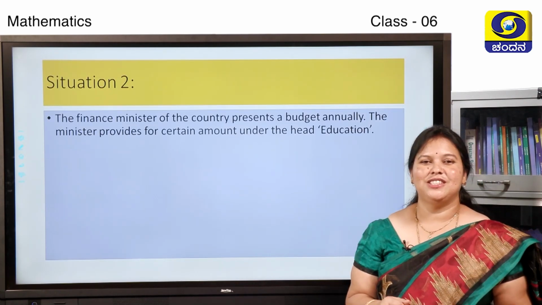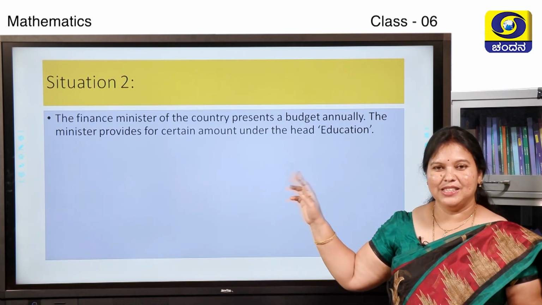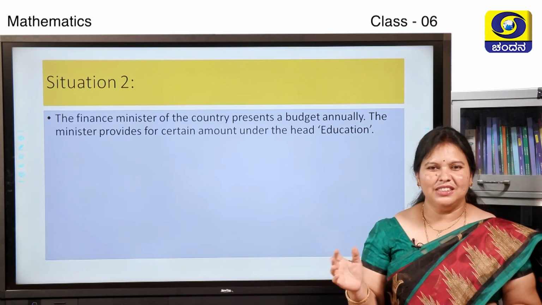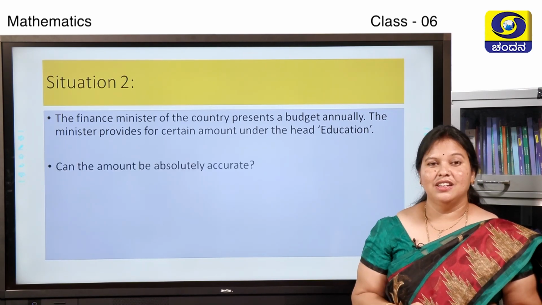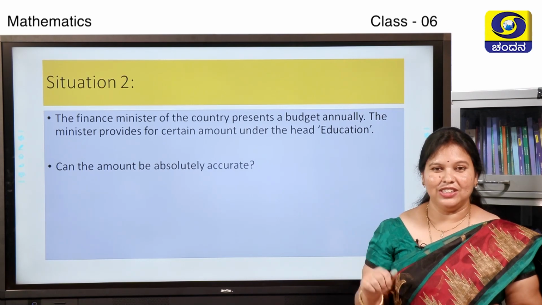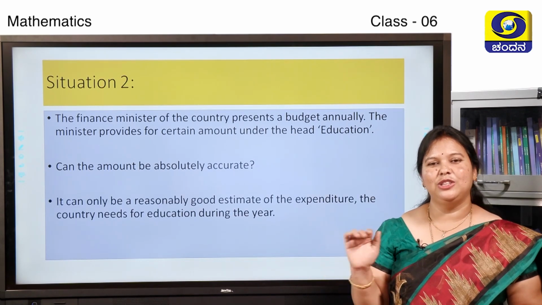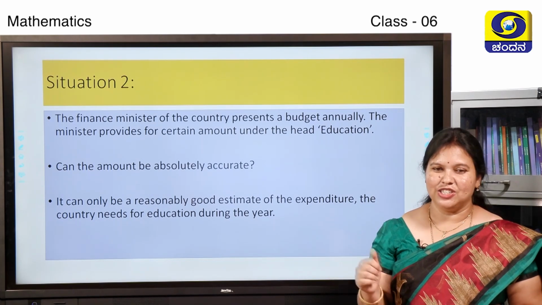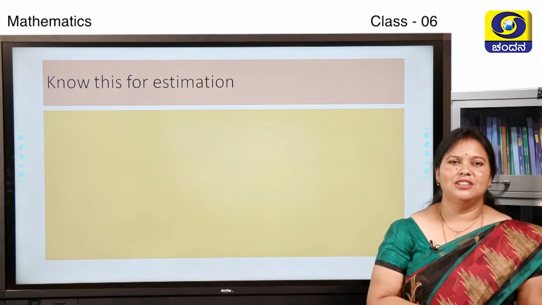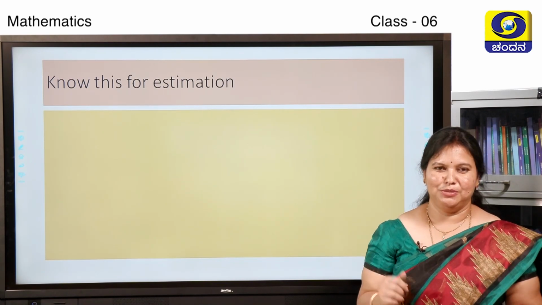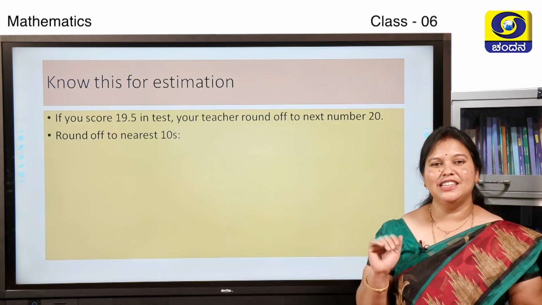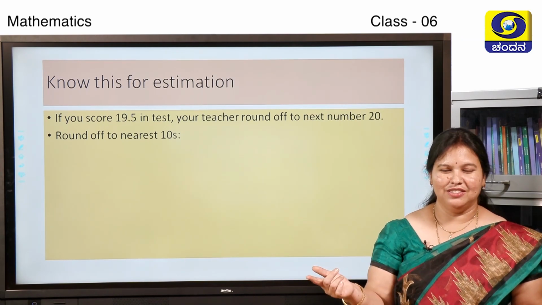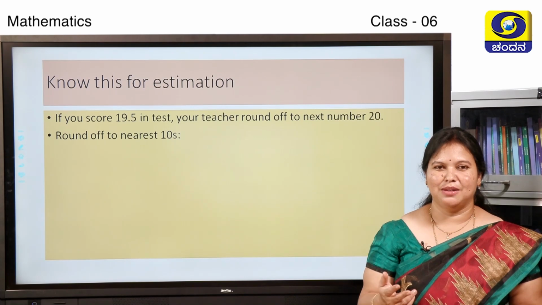The finance minister of the country presents a budget annually. The minister provides for a certain amount under the head education. Can the amount be absolutely accurate? It can only be a reasonably good estimate of the expenditure the country needs for education during the year. Yes, children, you should know this for estimation. If you score 19.5 in a test, your teacher will round off to the next number, 20. Similarly, we will see an example.